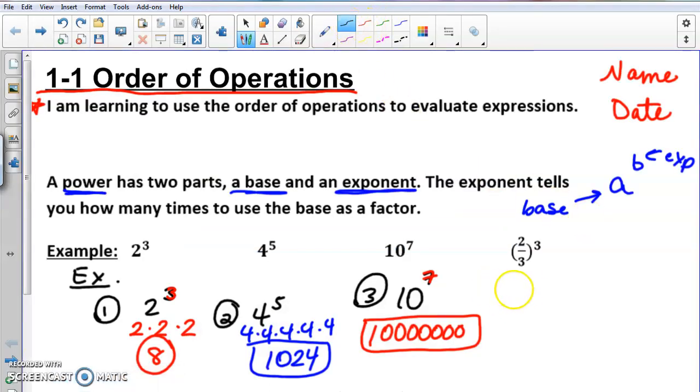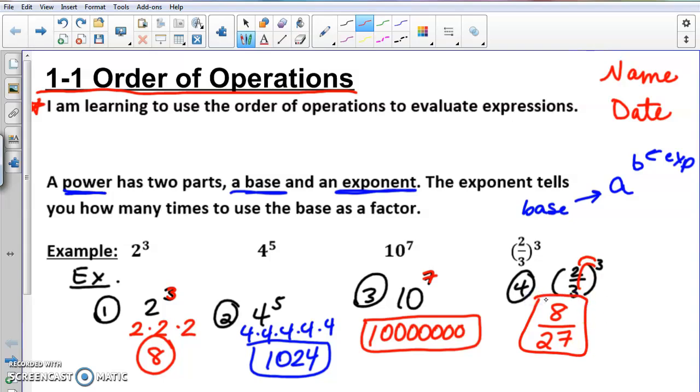Alright, now our last one, 4. We have 2/3 to the 3rd power. So for a fraction, you just raise the numerator. So we're going to do 2 to the 3rd power, which we already have over here was 8. Over, and then we're going to do the same thing to the denominator. 3 to the 3rd power. So 3 times 3 times 3 gives us 27.